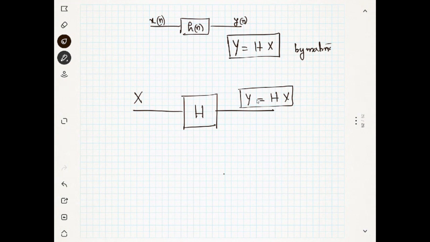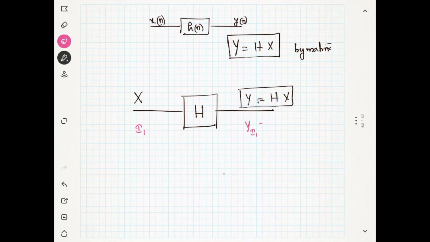Now I am going to take some particular inputs, not all inputs. If I give some inputs, let's say my input is a special input. If my input is a special input, let's say I am going to take an input I1. What will be the output?